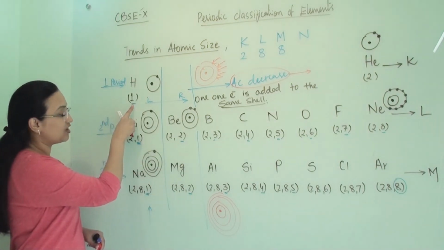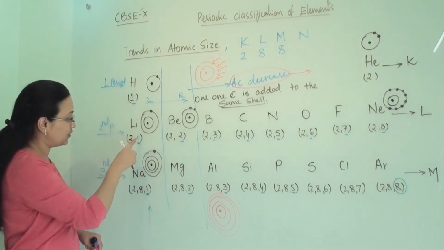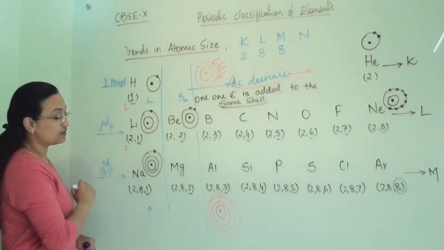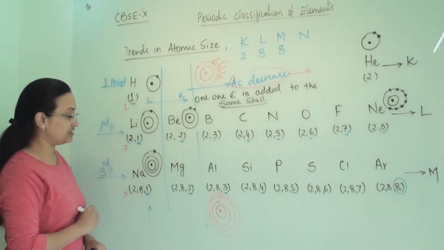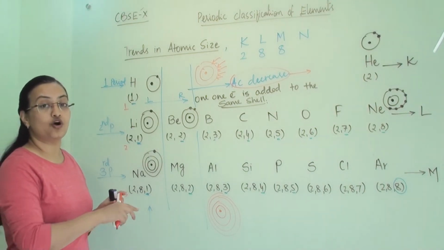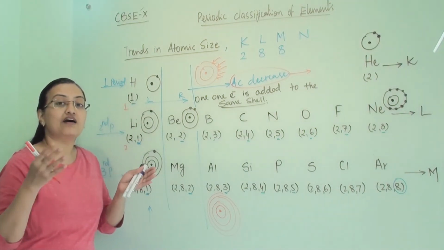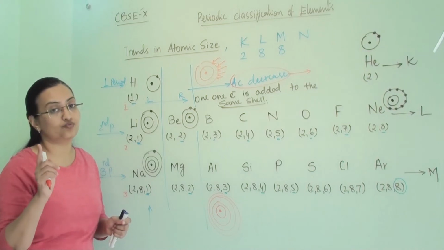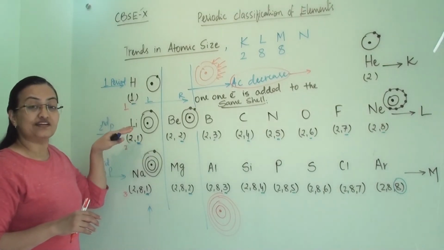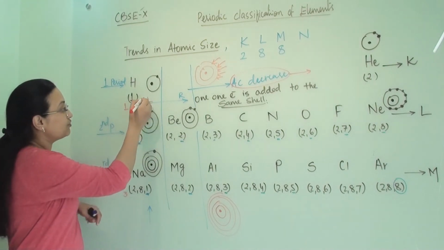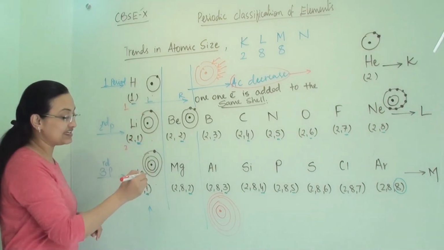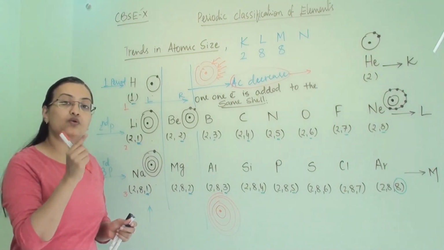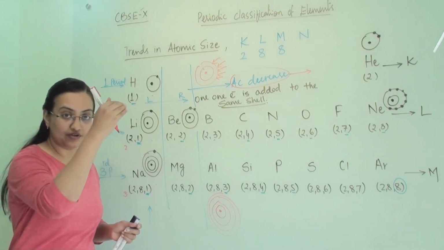See here, the valence electron is 1, 1, 1. But here one orbit is there, here 2 orbitals, and here 3 orbitals. So as we go from top to bottom, orbitals are added. We add one orbit to the element, but the valence electron remains the same. The inner orbitals are completely filled, so we focus on valence electrons. The valence electron remains the same across the group, and we add one orbital as we go from top to bottom.